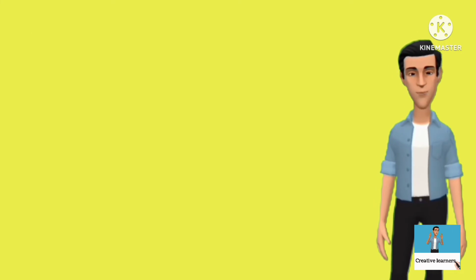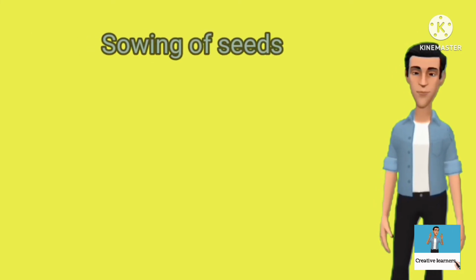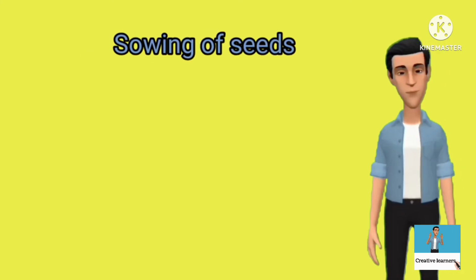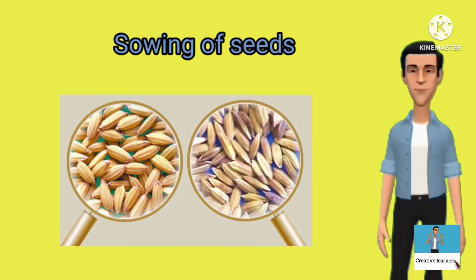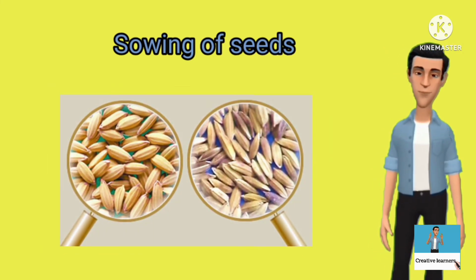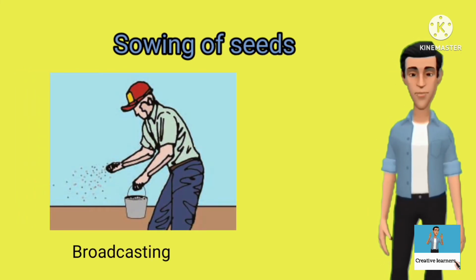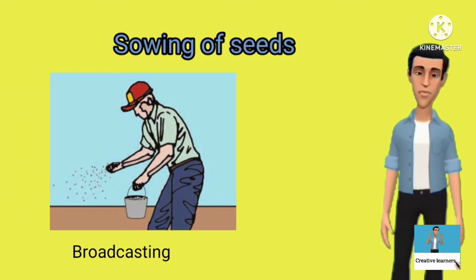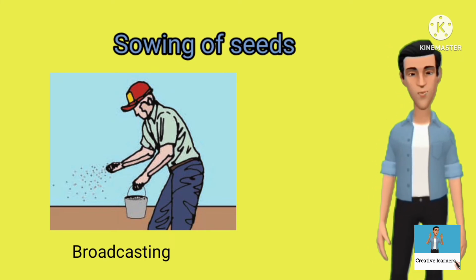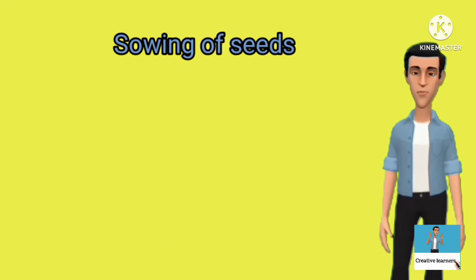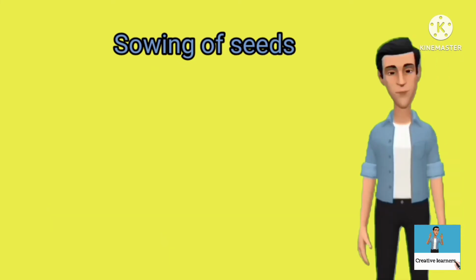So buddies, our next step in crop production is sowing of seeds. It is also very important to choose good quality seed for good yield. Broadcasting is the traditional method of sowing seed by spreading it manually by hand. This method is a bit difficult and less productive for large areas.